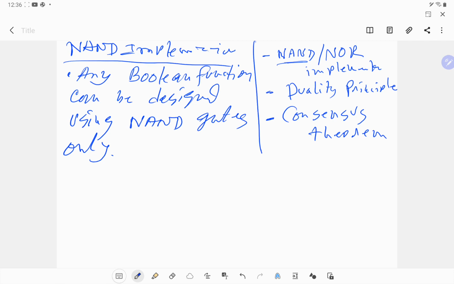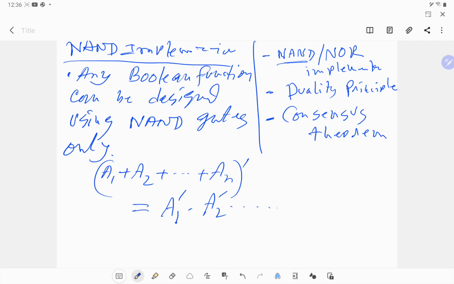So we know that there are two versions of the De Morgan theorem. We saw the De Morgan theorem in the case of two variables. But if we have many variables, for example (A1 plus A2 plus up to An) whole prime, then we can write it as A1 prime times A2 prime, then up to An prime. So the De Morgan theorem is applicable for more than two variables as well.